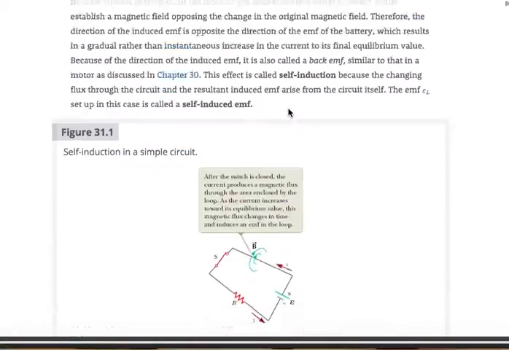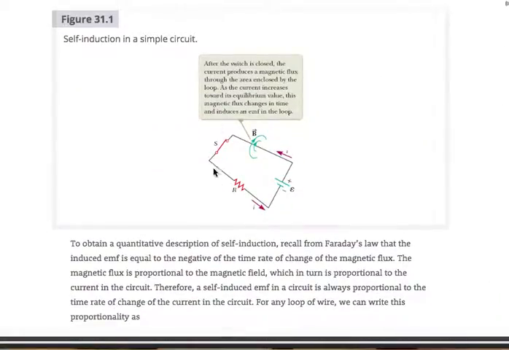Okay, so inductance is if you take this circuit, we have a circuit here with a battery and a resistor and a switch. If you immediately close the switch, current starts to flow through this circuit. Well, because a current carrying wire will create a magnetic field, that will produce a changing magnetic flux through the area of this circuit.